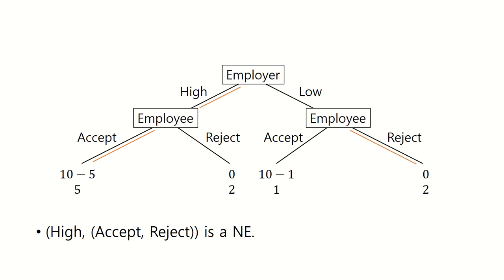How can you be sure that this is a Nash equilibrium? We need to check whether there is a profitable deviation for anybody. The employer has no incentive to change the action from high to low, because if the employer changed the action from high to low, the employer's payoff would drop from 5 to 0. And given the employer's action, the employee has no reason to change the action. For example, if the employee changed the first element of the strategy, from accept to reject, then the employee's payoff would drop from 5 to 2.